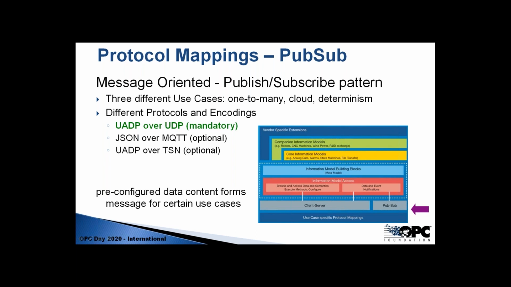And in addition, we have a JSON encoded message that we can run over the MQTT protocol, which is typically used in the cloud. And we can also use the UADP, so the binary encoded, over TSN, which then becomes deterministic and can be used for the field level communication. We have a different talk about that later on. So this is for pre-configured data content that forms a message for the certain use case, and then we use the protocol that we need to reach the consumer of the data.